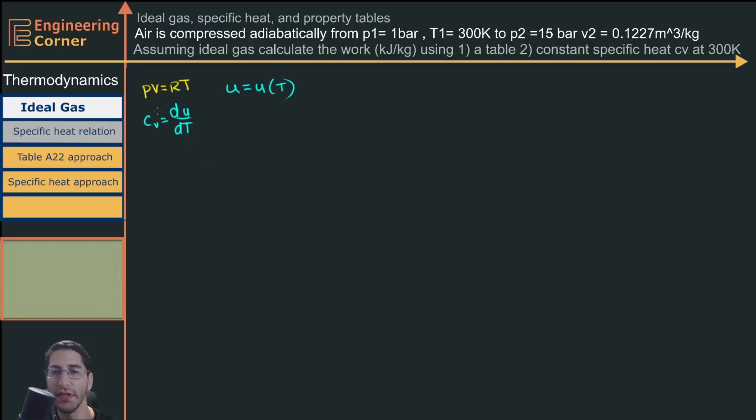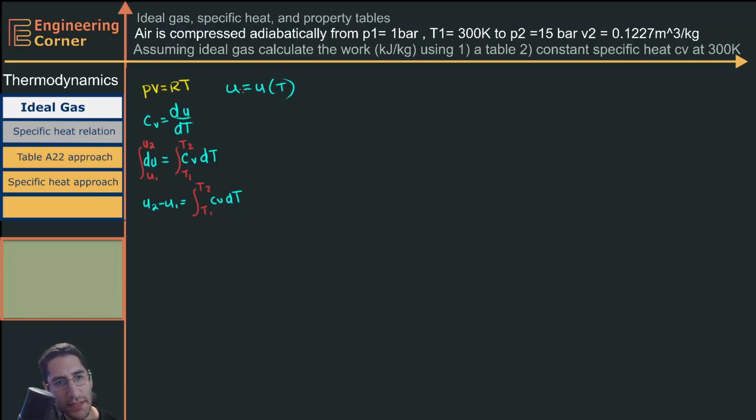So what we can do with this equation, we can separate it and integrate it, so we'll get that du is equal to cv dT. And let's integrate. When we integrate, our bounds of integration are going to be from U1 to U2 and from T1 to T2. When we perform this, we'll get U2 minus U1 is equal to the integral from T1 to T2 of cv dT. We can't do anything more with this unless we make some assumptions.